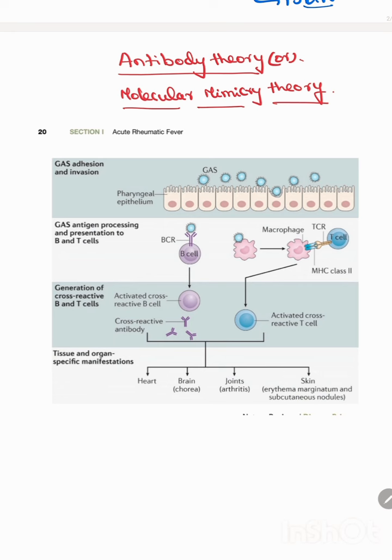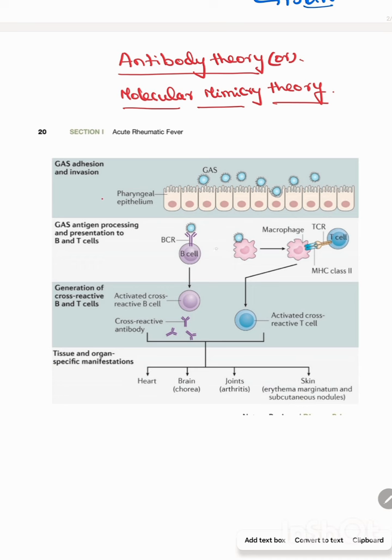So coming to the pathogenesis, how this beta hemolytic streptococcus is causing this rheumatic fever. First and the most accepted theory is the antibody theory, which is otherwise called the molecular mimicry theory. On looking into this image, there is a group A beta hemolytic streptococcal infection in the pharynx. It has invaded the pharyngeal epithelium.